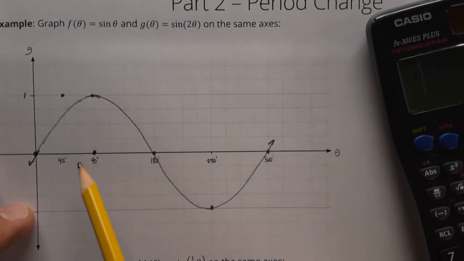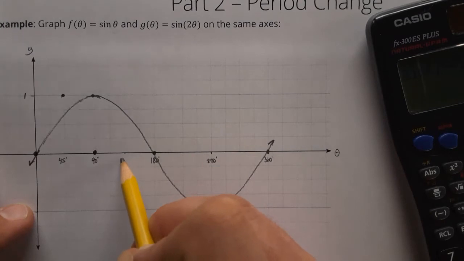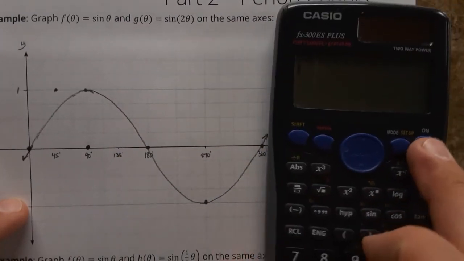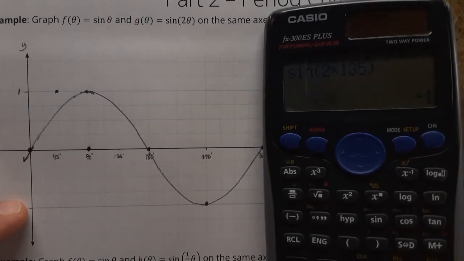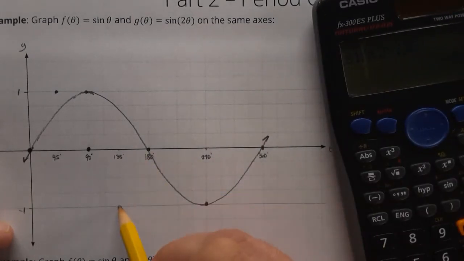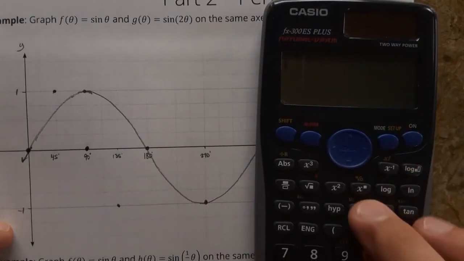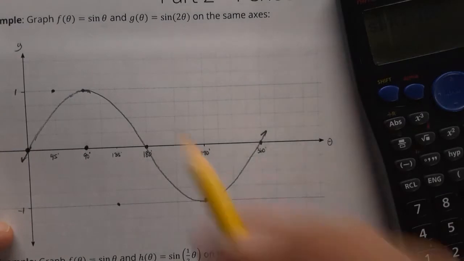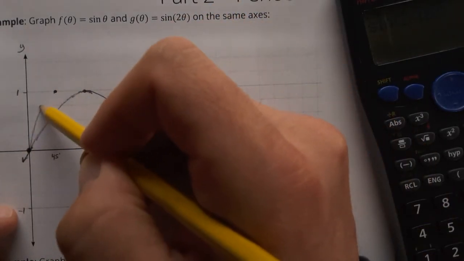And maybe you can see what's happening here. I'm going to graph this point here, which is going to be at 135 degrees as well, to try to get more of a clue about what's happening. Sine of 2 times 135 degrees is -1. And if I do sine of 2 times 180, I get 0. So the function does this.